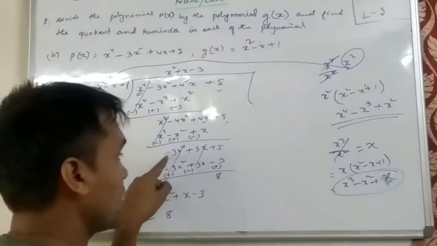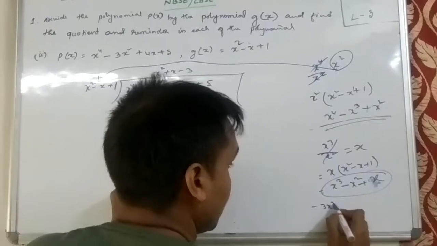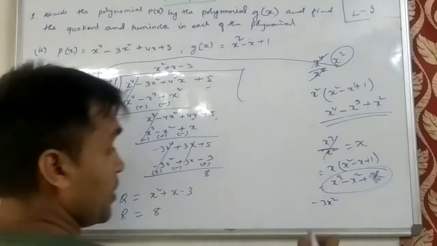Now again, what is our first term here? Minus 3x square. Again, our first term here is what?